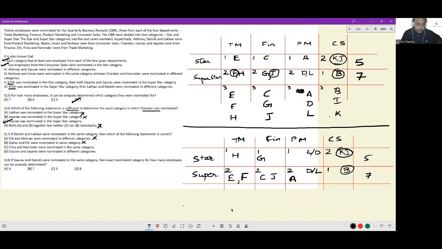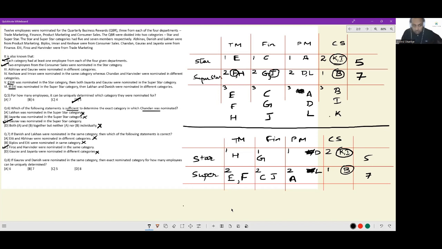This is also wrong. Firoz and Harvinder were nominated in the same category. Firoz and Harvinder, yes, indeed, they are being nominated in the same category. So see, Gaurav and Jayanta were nominated in different categories. No, Gaurav and Jayanta are in the same category. So this is also ruled out. Finally, Gaurav and Danish were nominated in the same category. So you could have a case where Gaurav is here, Danish is here, and you could have a case where Gaurav is here, Danish is here. So I'm going ahead and removing this.